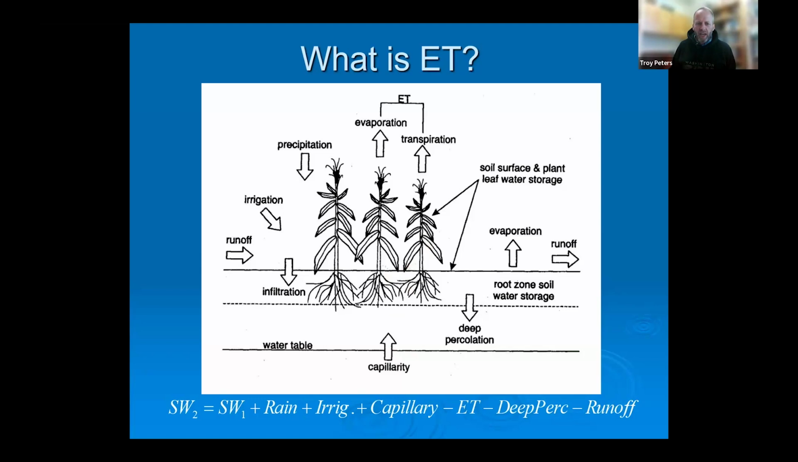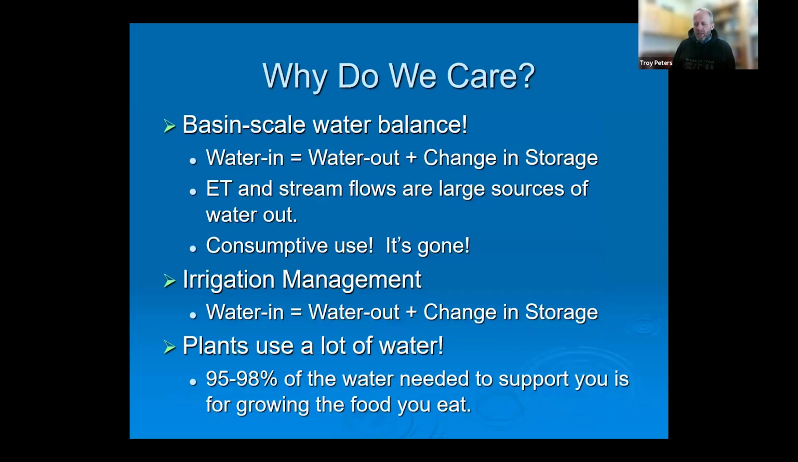So usually we hope deep percolation is zero, we hope runoff is zero, we hope capillary rise is zero. And then what we can do is we can get rainfall, irrigation, and ET is left, and we can use that for doing irrigation water management. So that ET data also gets used for basin scale water balances, for river basin planning, for municipalities.